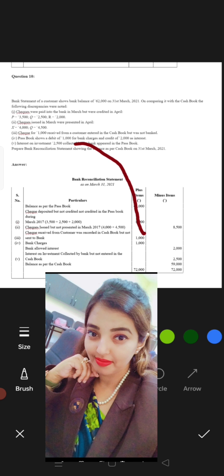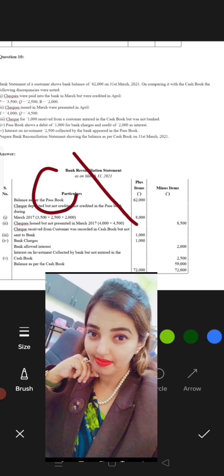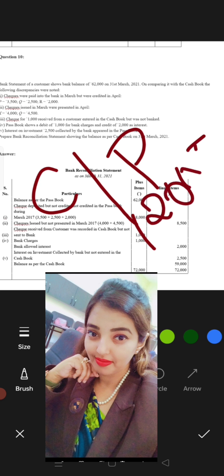And next it's given credit of 2,000 as interest. This is your cash book and this is your passbook. Credit 2,000, it is recorded in the passbook. So passbook shows 2,000 plus. Credit of 2,000 as interest. Credit means money is coming in, so it will be plus 2,000. But here in the cash book it's not recorded. You will be following whatever the cash book does. The cash book did not record it, so you will not record it either. It will be -2,000.